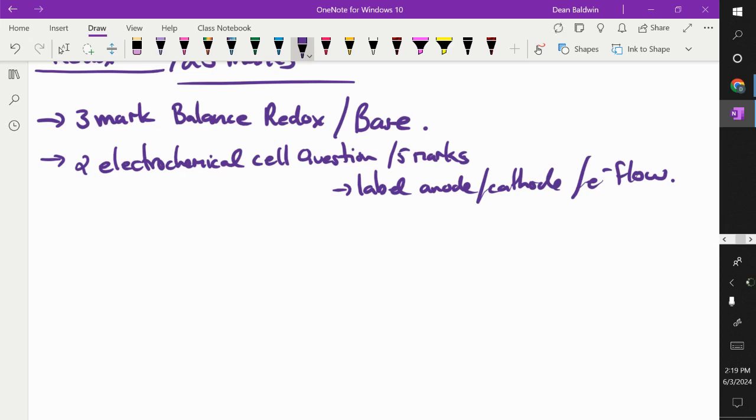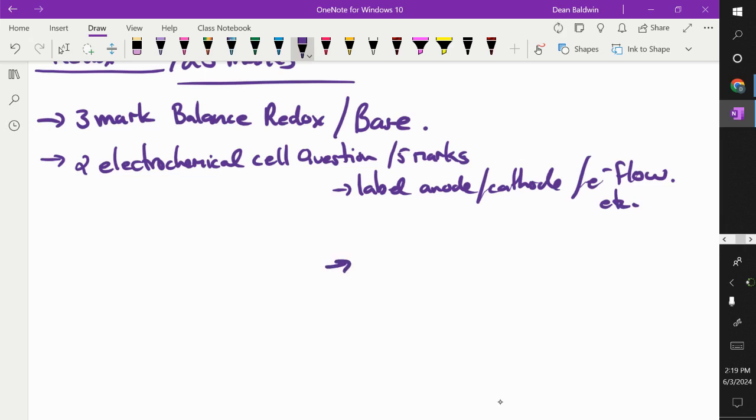17B. Put the electron flow. 17C. What's the voltage of the cell? Which way do the potassium ions flow? Like every other question we've done. Anode, cathode, etc. Okay, 5 marks.